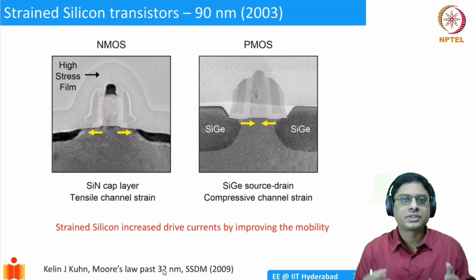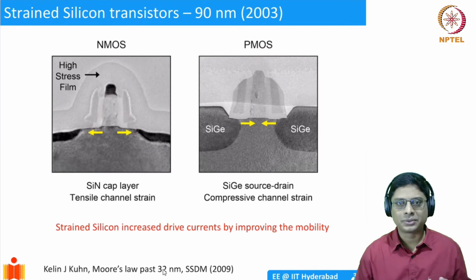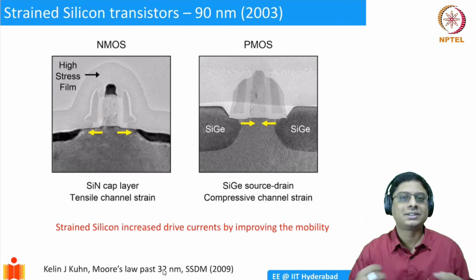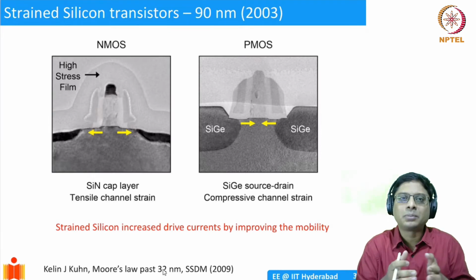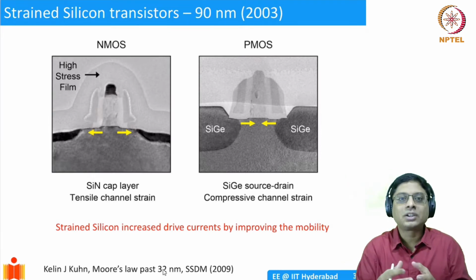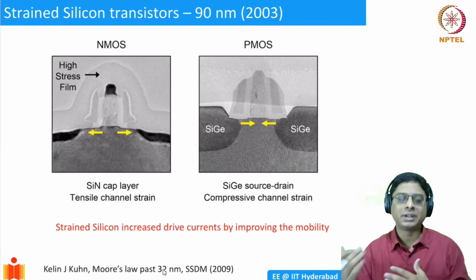Let's say the lattice constant is 5.4 angstroms. I can stretch it and make it 5.5 angstroms. If I do that, I'm applying a tensile strain. And if I compress it, then I make my lattice constant 5.3, then I'm applying a compressive strain. So this can be done by incorporating some external materials.